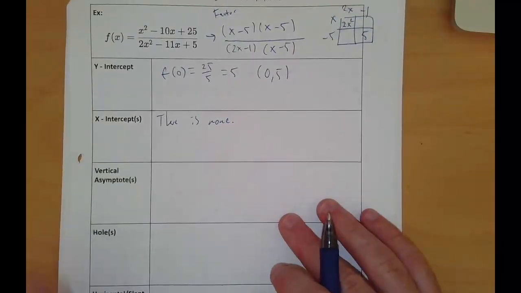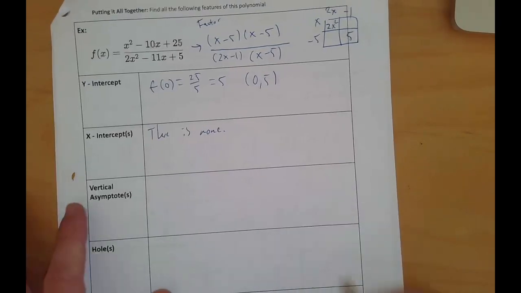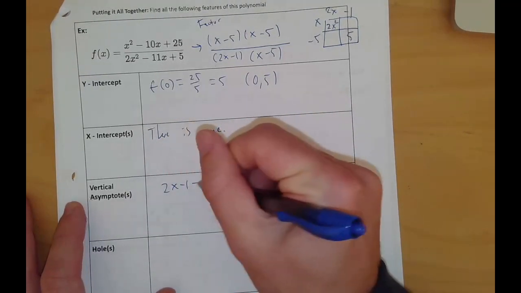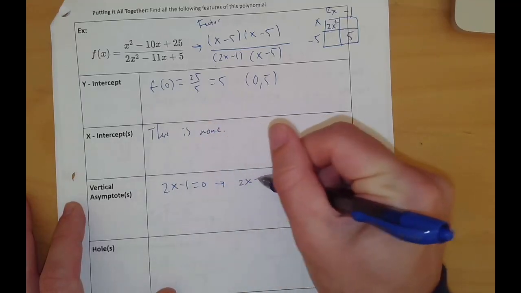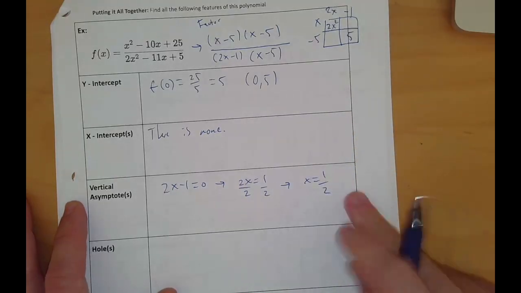Okay, vertical asymptote. Do we have a 0 that only appears in the denominator? Yes, we do: 2x minus 1. So 2x minus 1, we're going to set that equal to 0. We're going to get 2x equals 1. We're going to divide both sides by 2. x equals 1/2. I have a vertical asymptote at x equals 1/2.